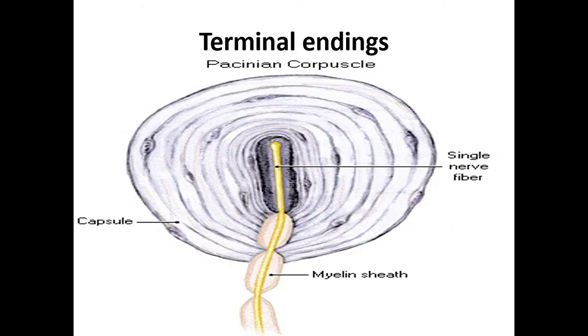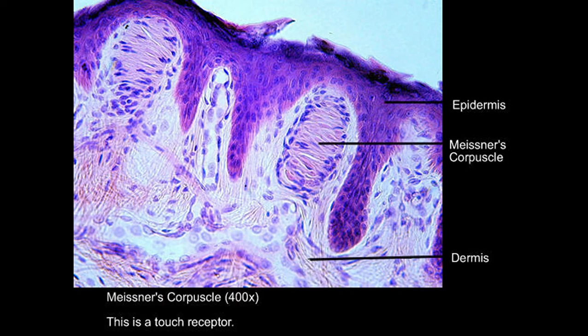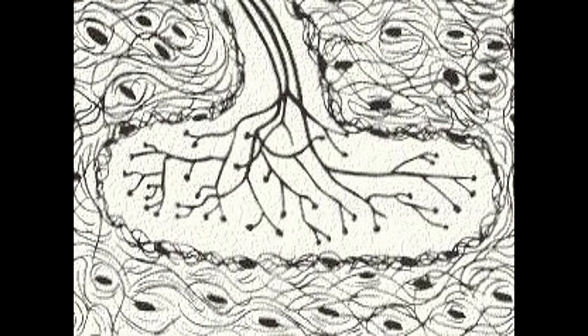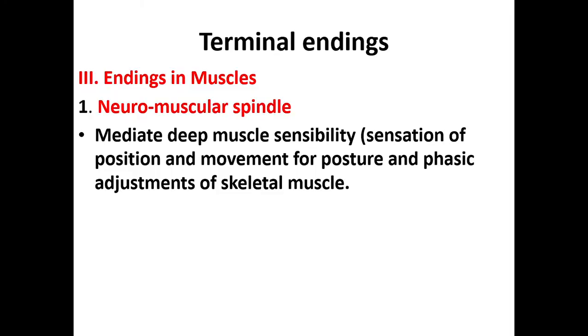The next three slides will show us an enlarged illustration of the different terminal endings. We have here the Pacinian corpuscle, followed by the Meissner's corpuscle in the connective tissue or in the dermis of the skin, and followed by Ruffini's end organ for warmth and for hot temperature. We now go into the terminal endings in muscle.